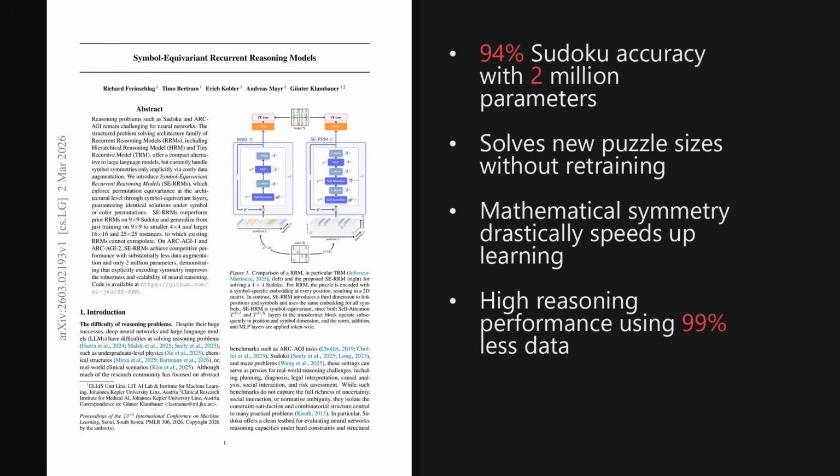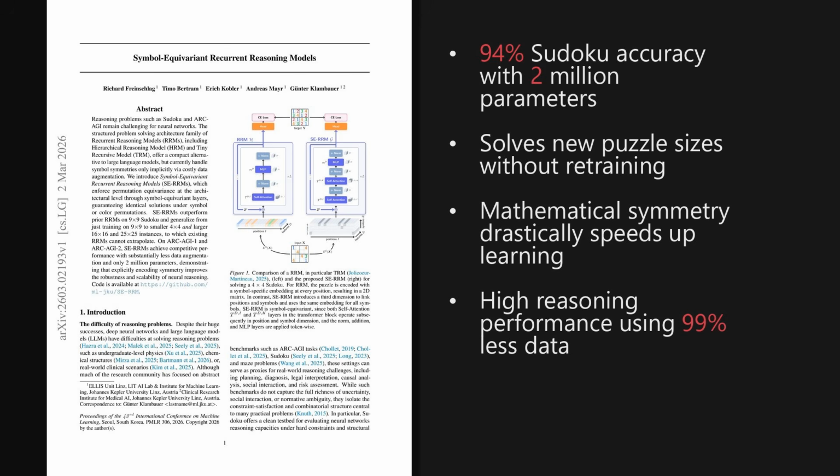I'm Alex. Today we're looking at a paper trending on X, published on March 2nd, 2026, just 2 days ago. It introduces a new architecture that builds mathematical symmetry directly into the model's structure, allowing it to solve complex Sudoku puzzles with nearly 94% accuracy while using only 2 million parameters.